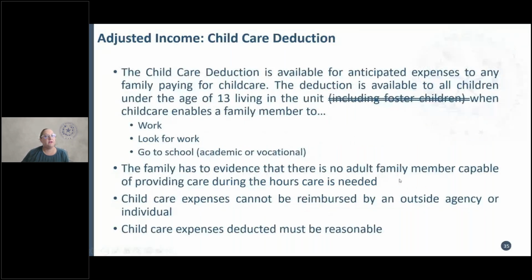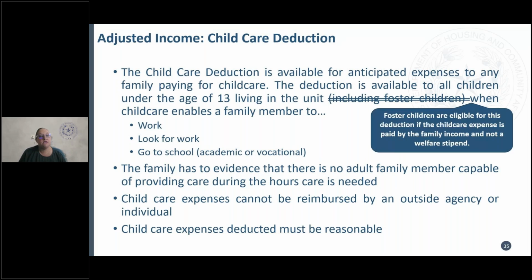The child care deduction is the next piece of the puzzle that we've got to look at. This is available for anticipated expenses to any family paying for child care. The deduction is available to all children under the age of 13 living in the unit, but not foster children unless the household can show that they're responsible for the child care for the foster persons and not the welfare agency that's paying for the foster care.